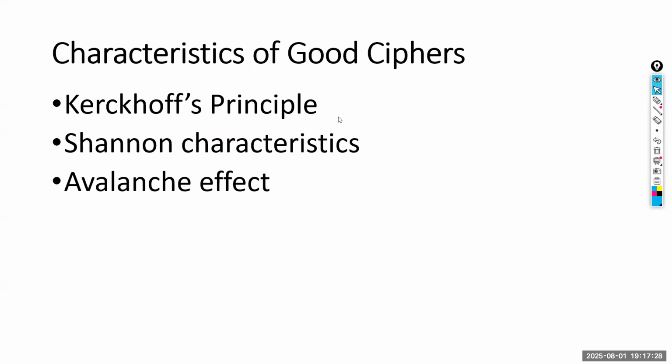Characteristics of good ciphers. Under characteristics of good ciphers, we are going to look at three aspects: Kirchhoff's principles of effective ciphers, Shannon's characteristics of good ciphers, and the avalanche effect, another property of a good cipher. Cipher means an encryption-decryption system or algorithm. Right. We'll start with Kirchhoff's principle.